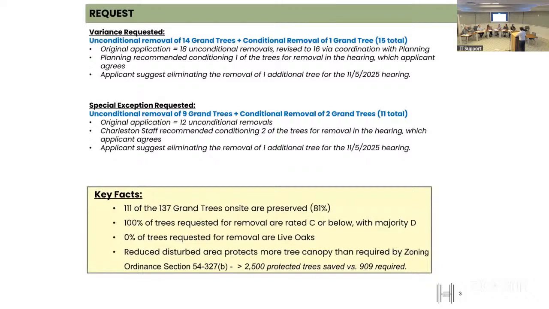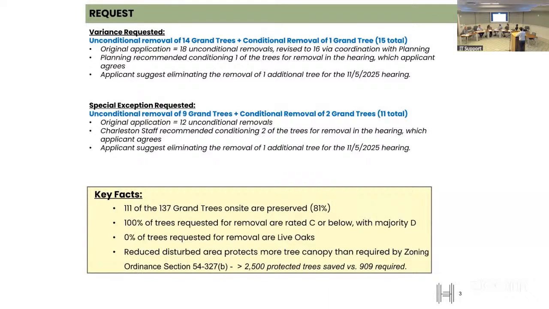I wanted to walk through the history of our application. We initially requested that 18 trees be removed. After further coordination with staff, and as alluded to by Eric earlier, 2 of those trees were recommended not to be removed by planning staff, which we agreed to. We are further revising the application to remove an additional grand tree and to agree to the condition that Eric suggested for the sidewalk along Southwick Drive. That tree could only be removed if a sidewalk is required to be placed in that location.